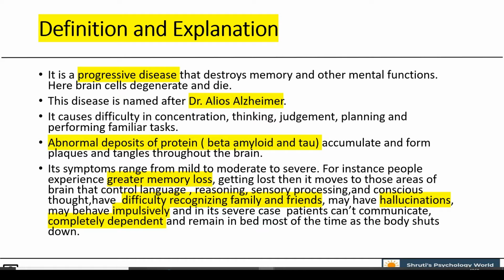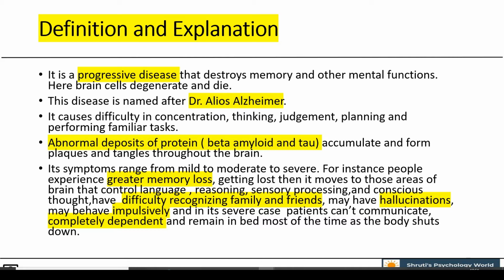And what are tangles? Tangles are present inside the neurons. Inside the neurons or nerve cells, they interfere with the cellular machinery used to create and recycle protein, which ultimately kills the cell. So these plaques and tangles in the brain are considered some of the main features of Alzheimer disease.